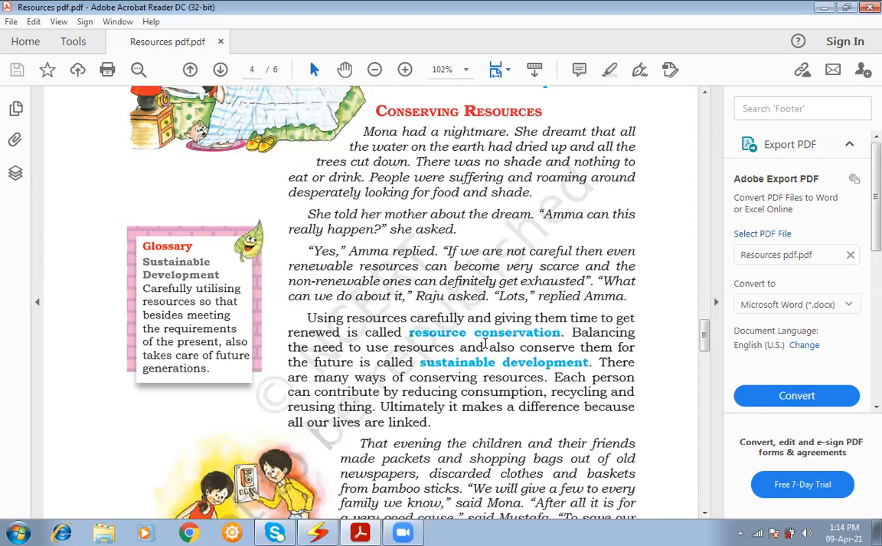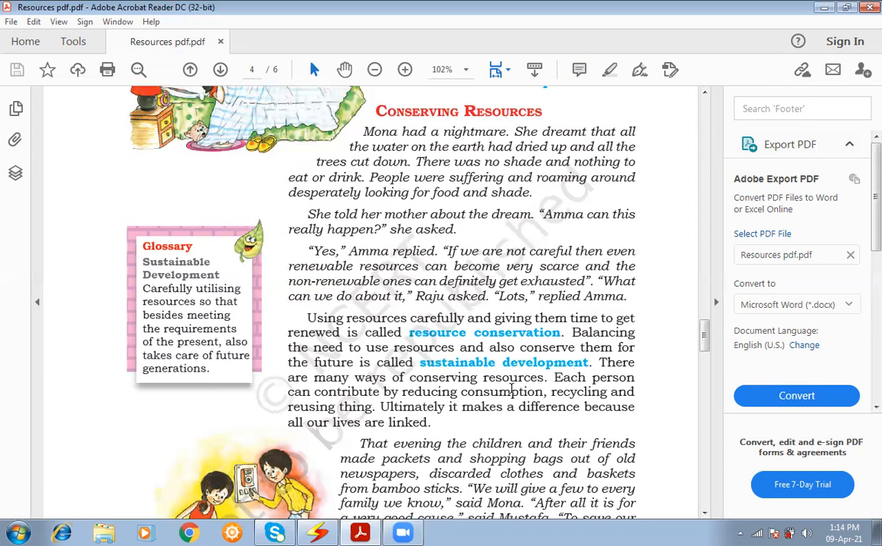Balancing the need. So there are two terms which you should know: resource conservation and sustainable development. Using resources carefully and giving them time to get renewed is called resource conservation. And what is sustainable development? Balancing the need to use resources and also conserve them for the future is called sustainable development.